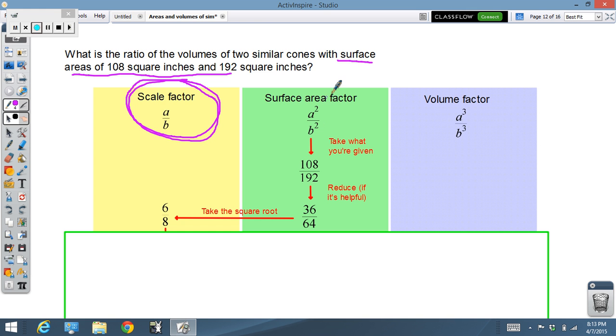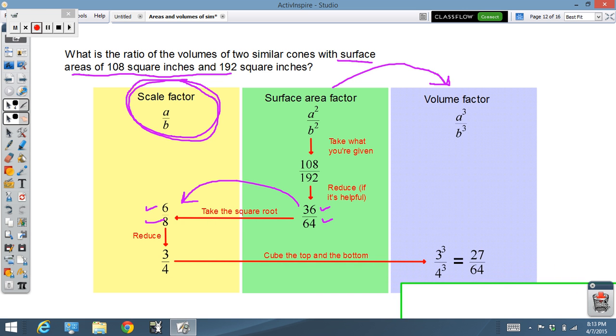Here we're given the scale factor, but they're asking us to find the volume factor. Our problem is we've got to go this way first. Okay? So once I know that my surface area factor simplifies to that, I can take the square root of those and find out that my scale factor is 6 to 8. When I see that, I can simplify. Now take that 3 over 4, and since the volume factor is A over B cubed, I'll cube them both, and I know my volume factor has to be 27 to 64.